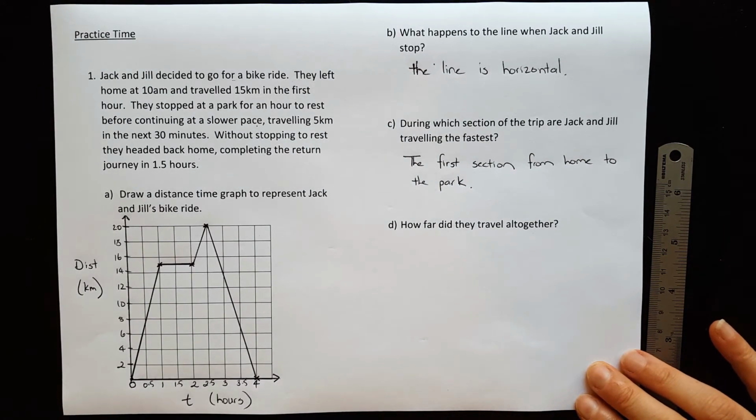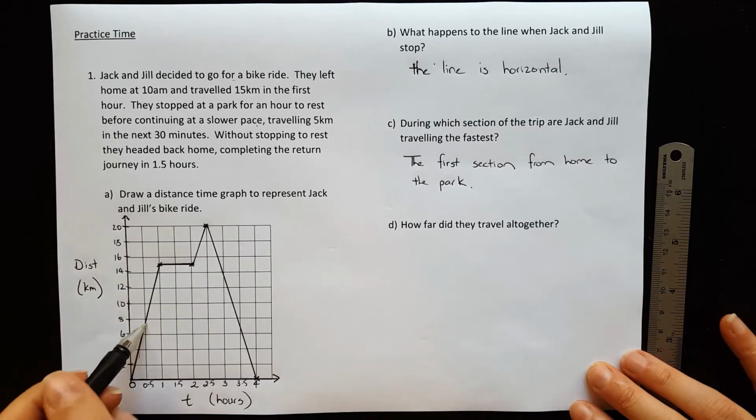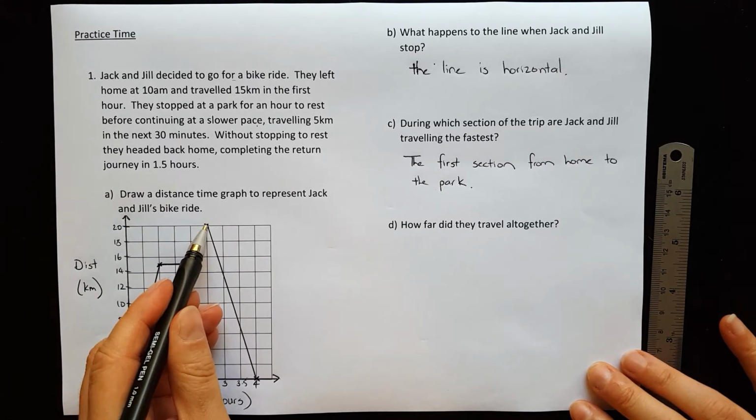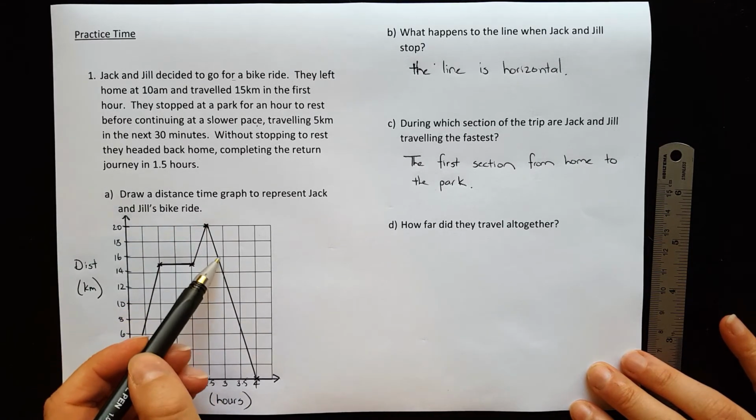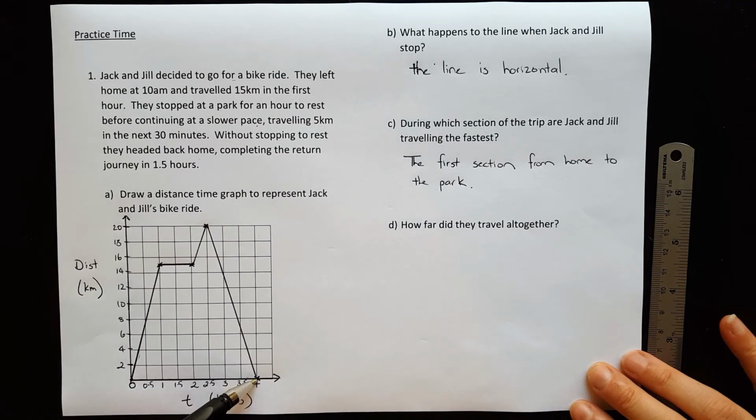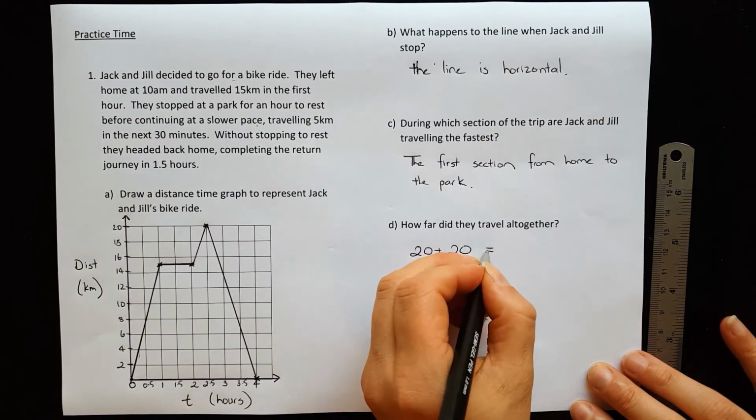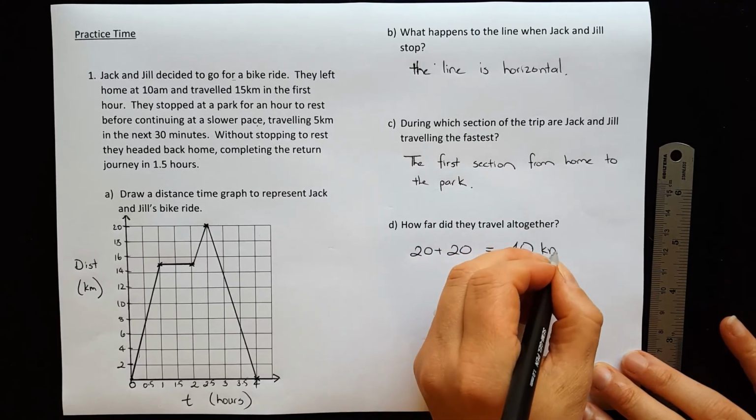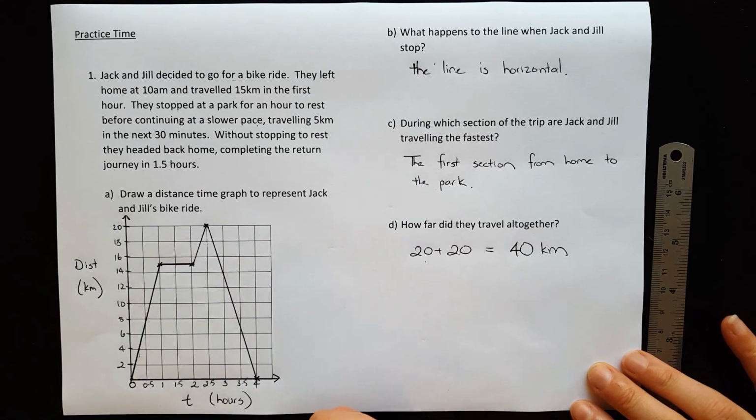How far did they travel all together? Well, it looks like they've done all this traveling, they've come up and they've come back again. At the end, they've got 0 distance, but they had to do 20 kilometers to get all the way out here. So they did 15 plus 5, 20, and then another 20 kilometers to get all the way back home. So they've actually traveled a total of 40 kilometers. 20 to get all the way as far away from home as possible, and 20 to get all the way back home.